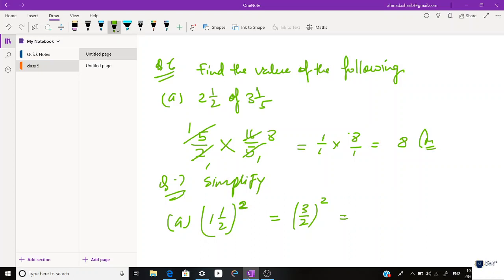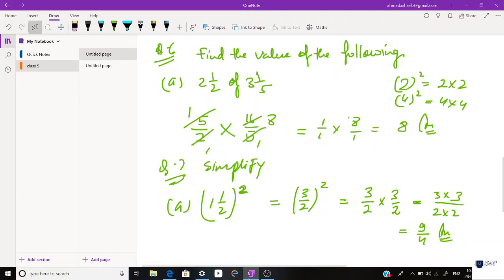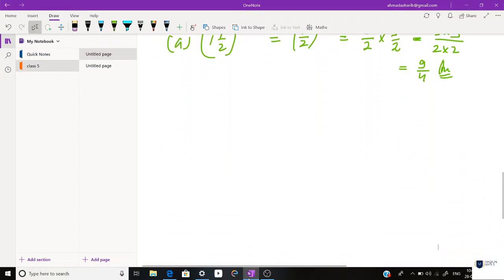So square means if there is a square, then we have to multiply this number by itself only. Okay, so we will write 3 upon 2 into 3 upon 2. Is it clear? Suppose if somewhere is written 2 square, so it means 2 into 2. 4 square means 4 into 4. In the same way, 3 upon 2 square means 3 upon 2 into 3 upon 2. So this is actually 3 into 3 upon 2 into 2. The answer is 3 3s are 9 and 2 2s are 4. 9 upon 4, this is the answer. Fine.